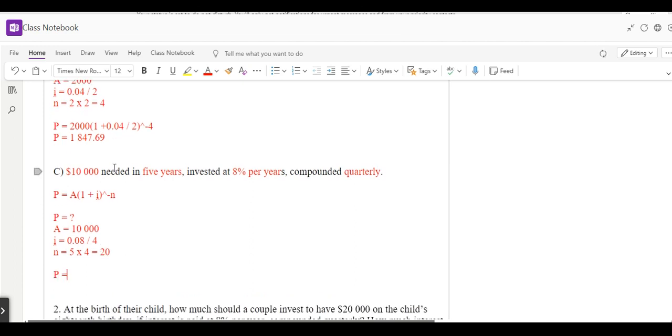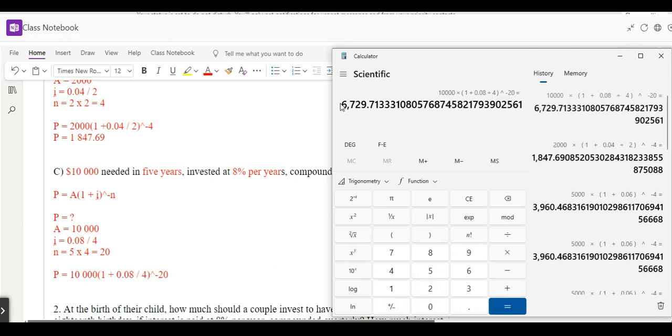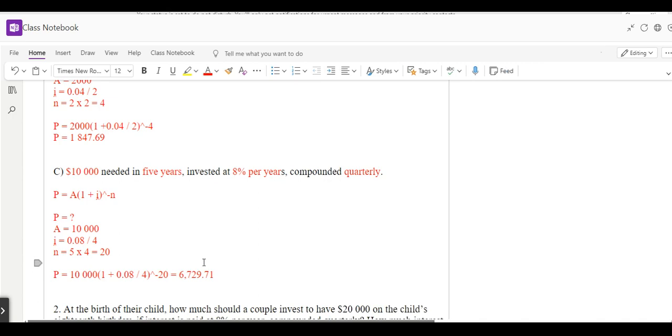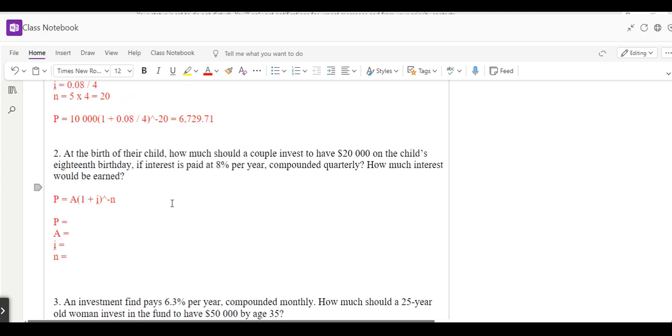And so capital P will be equal to 10,000 times 1 plus 0.08 divided by 4 to the power of negative 20. And so on our calculator here, we type in our 10,000 multiplied by 1 plus 0.08 divided by 4 to the power of negative 20. And so we're going to get here $6,729. Okay. I just like to double check to make sure that this lines up. It does. So we know that we did this correctly.